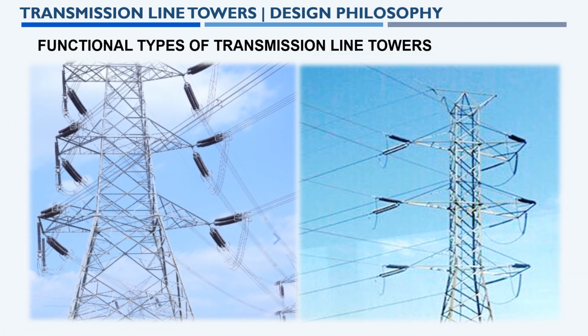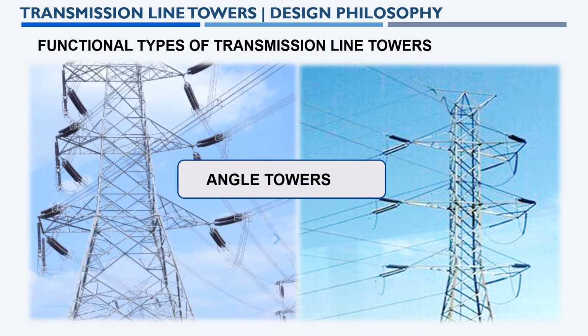This is a view of an angle tower under tension tower. Here you can see that one side and the other side of the conductor have various angles. This angle may be more than 30 degrees. It should not go beyond 60 degrees. Sometimes this is also installed with a vertical insulator to connect a jumper or dropper.